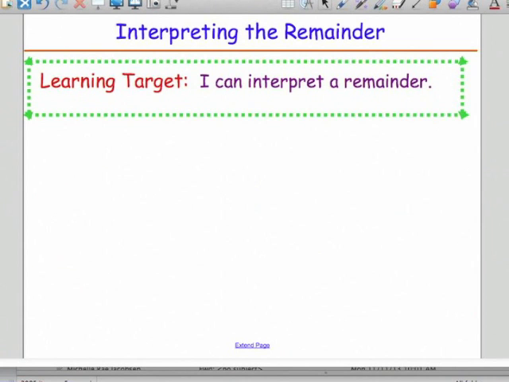Okay, let's move on. Our learning target today is I can interpret a remainder. So you've been getting a lot of remainders on your long division problems. Now we're going to look at those in some story problems to see what they really mean. We'll do a few together and then you'll have a few to do on your own.